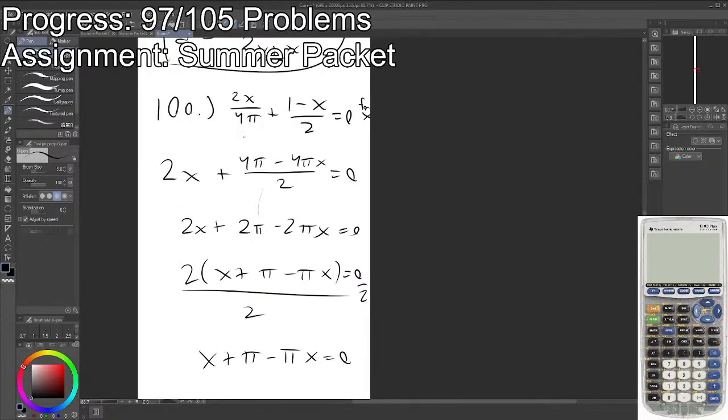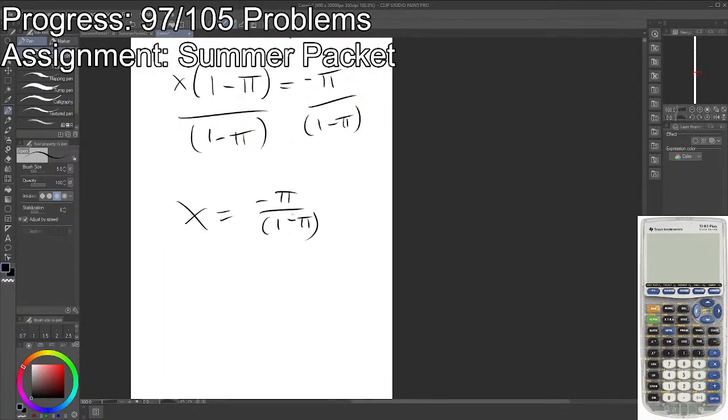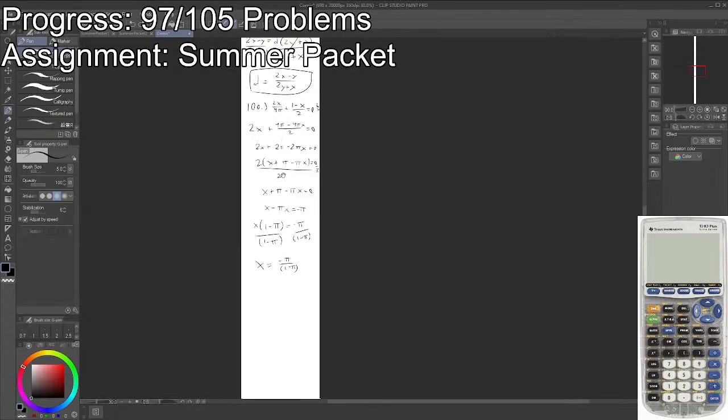See, I wouldn't have multiplied by 4 pi because I would have thought that would never have worked. That just seems like crazy. But. So which one is that? 100? Okay.